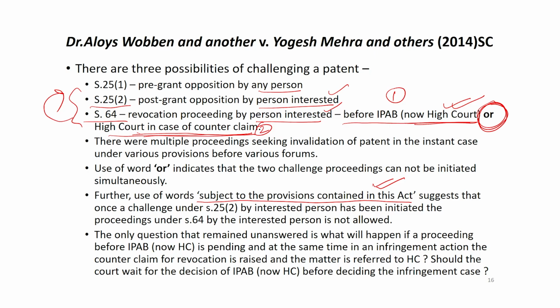Now, before I stop, I will raise this question for you to answer, because it is written that the only question that remained unanswered is what will happen if a proceeding before IPAB, which now becomes the High Court, is pending, and at the same time in an infringement action, the counterclaim for revocation is raised and the matter is referred to the High Court. Should the court wait for the decision of IPAB, now High Court, before deciding the infringement case? Kindly think about this question.